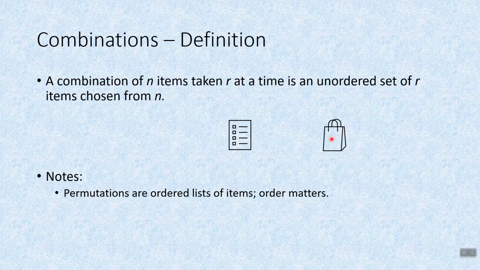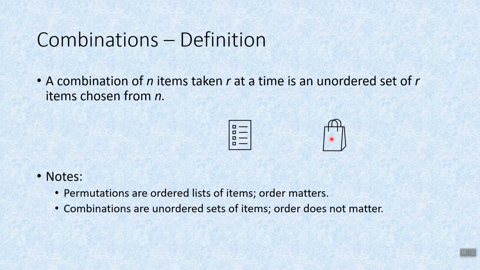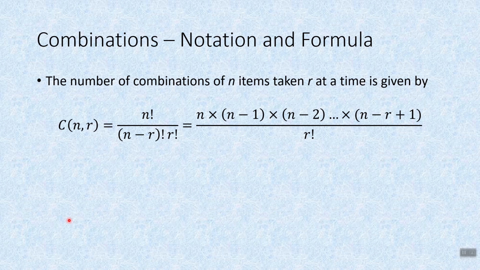Keep in mind, permutations are ordered lists of items. Order matters. First, second, third, a chair, an assistant chair, a secretary. Order matters. Combinations are unordered sets. Order does not matter. I like to think using the first letters. Permutations are particular because order matters. Combinations are chaos because order does not matter. Whatever helps you remember is the best way to do so.